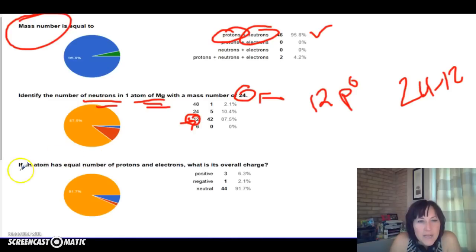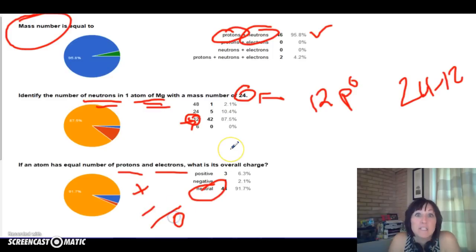Okay, and then an atom has an equal number of protons and electrons. What's its overall charge? Well, it's neutral, right? If you have the same positives as you do negatives, you're going to have a 0 charge.